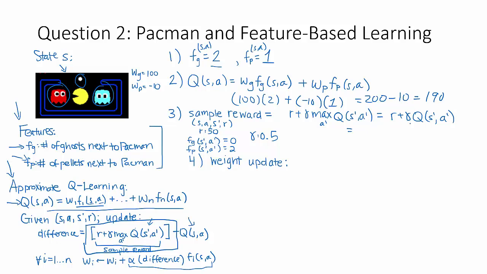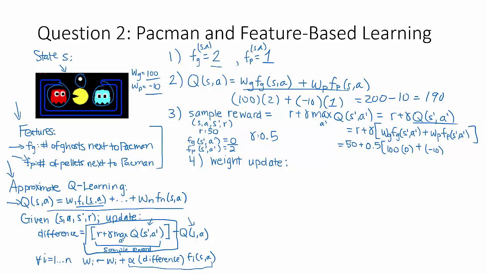So we can rewrite this part using this equation up here, and this is going to be r plus gamma times the weight of the ghost times the feature of the ghost of (s', a') plus the weight of the pellet times the feature of the pellet of (s', a'). And let's put in numbers here. So r is equal to 50, gamma is equal to 0.5. The weight of the ghost, that's still 100. The feature value of the ghost at state s prime, that's here, that's 0. So let's multiply this by 0. The weight of the pellet, still negative 10. And the feature value of the pellet at state s prime is 2. So we have 2 here. Simplifying this is just 50 plus 0.5 times negative 20, and that's equal to 50 minus 10, which is 40.